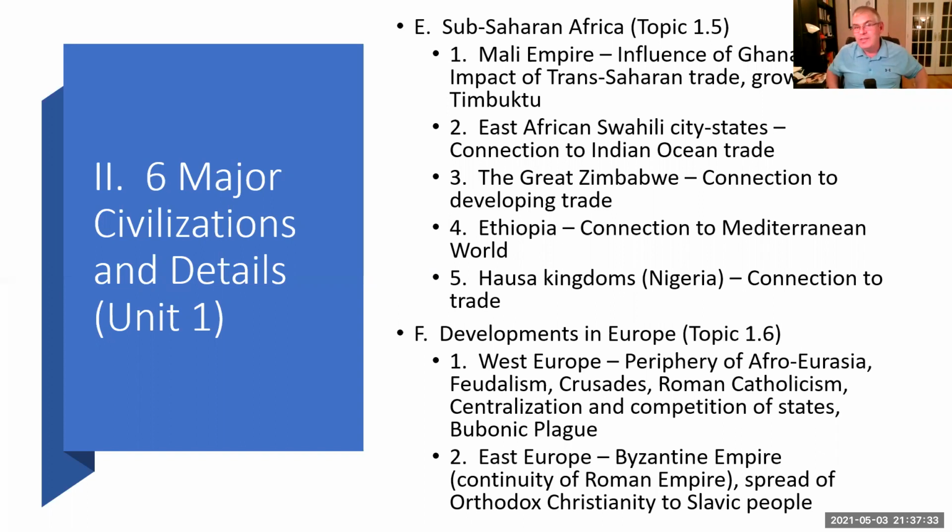And then lastly, in Europe, with West Europe, what we want to understand is that West Europe is definitely on the outside of Afro-Eurasia. They're on the periphery. They're not heavily engaged in the trade that's going on. They don't have the same agricultural innovations that we see going on in other parts of the globe. And we have this form called feudalism. What feudalism does is it creates a decentralized political and social structure.